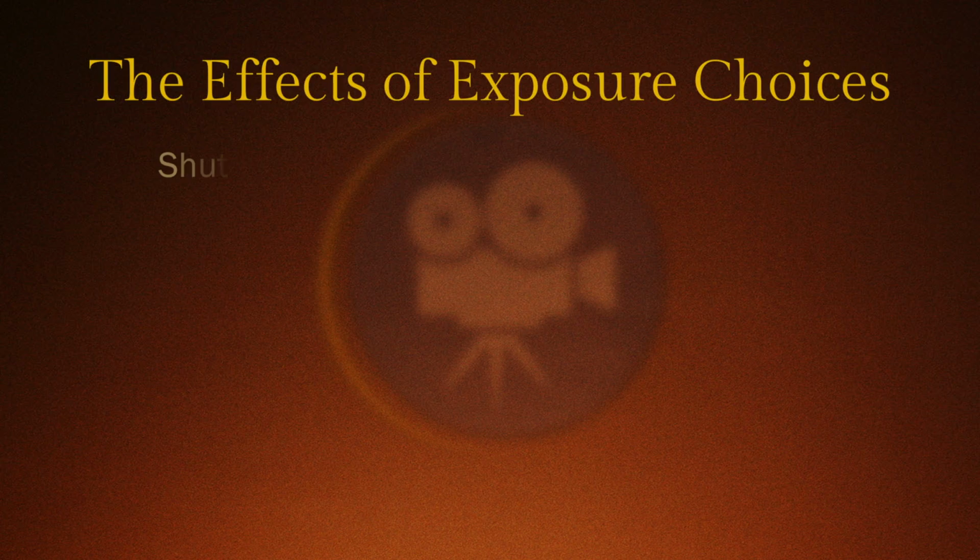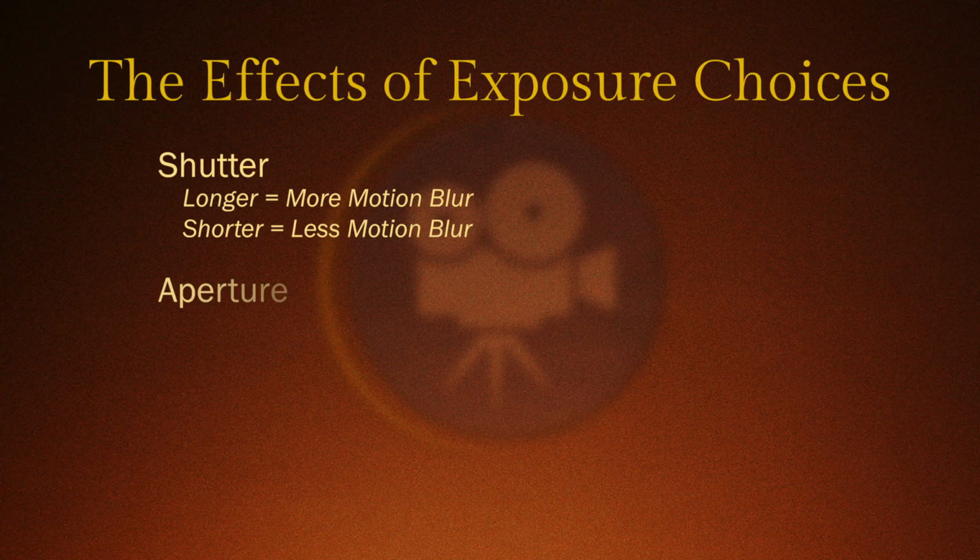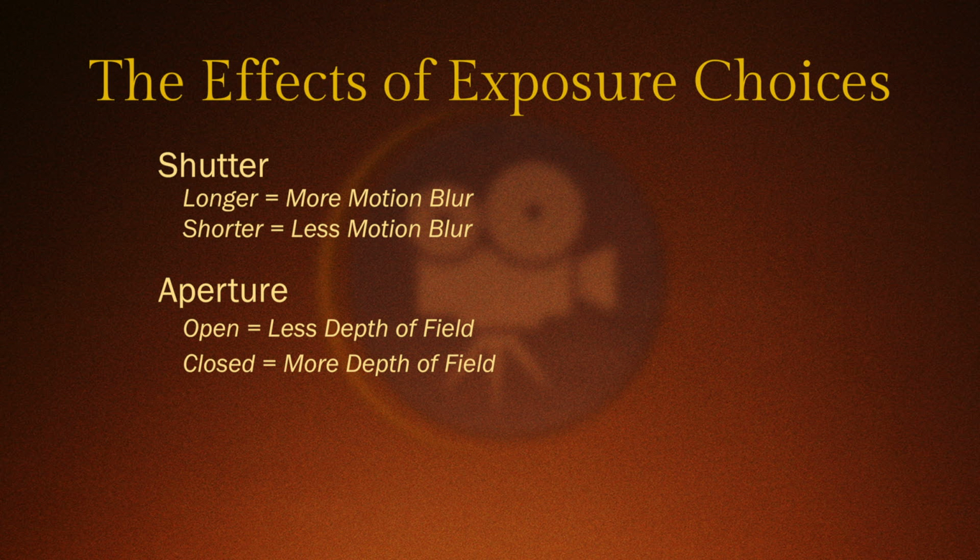Do you want a lot of motion blur in your image or a little? If you use a longer shutter, you'll get more motion blur. If you use a shorter shutter, you will get less motion blur. Do you want a deep depth of field or a shallow depth of field? The more open your aperture, the shallower your depth of field. The more closed your aperture, the deeper your depth of field becomes.